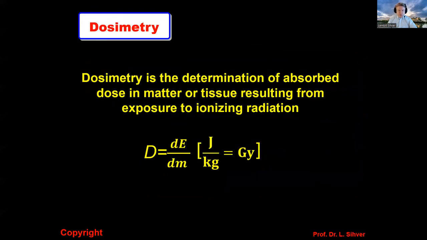Dosimetry, we will talk about dosimetry. And dosimetry is the determination of absorbed dose in matter or tissue resulting from exposure to ionizing radiation. So this is the energy per mass unit. The unit is joule per kilogram, which is the same as gray.